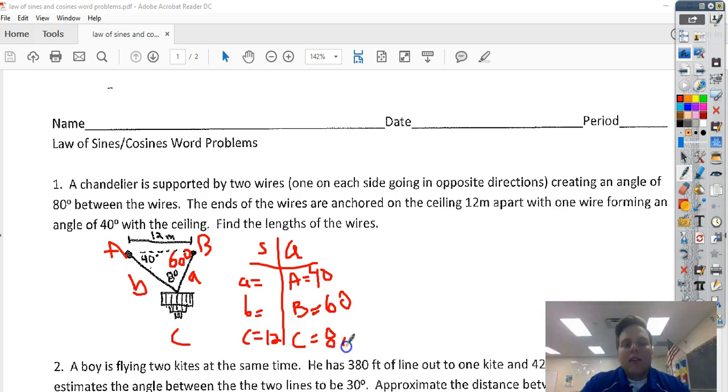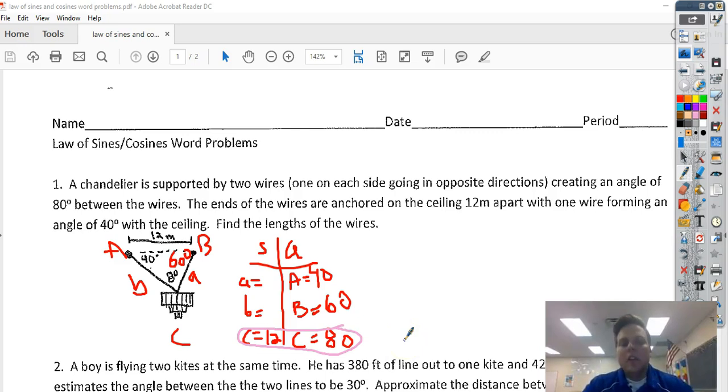And the next question we always ask ourselves is, do I have a pair of opposites? And hopefully in the video you're watching right now, you're like, yes, yes you do, it's right there. That is correct. I know that I have the pair of opposites angle C and side C. So that means this is a law of sines situation.